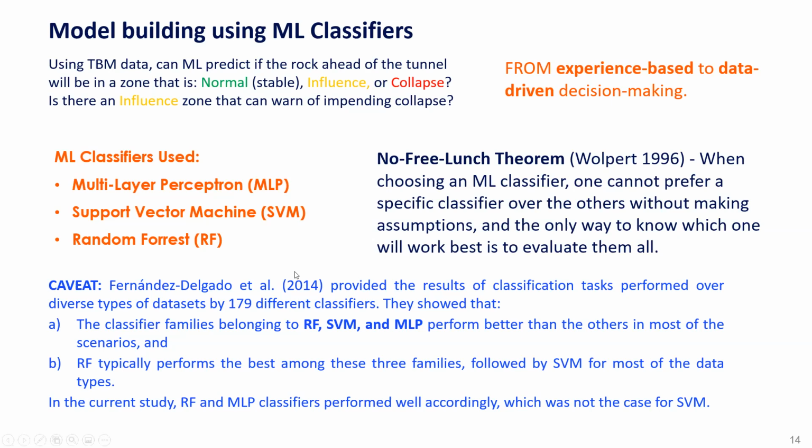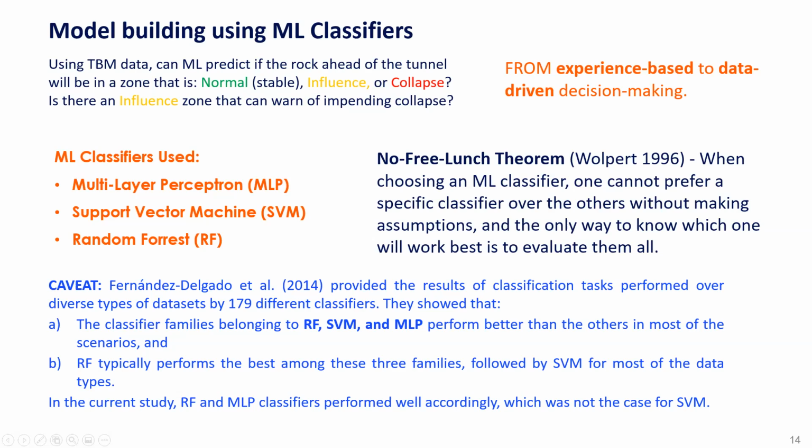There are now, as I said, about 200 classifiers, but fortunately, Fernandez Delgado et al. in 2014 analyzed 179 classifiers and different data sets. And they concluded that the 3 that we selected here perform better than most other classifiers. The best is actually RF, followed by SVM. In our case, this is true. I will show you RF and MLP are the ones that perform, and actually SVM did not perform well.